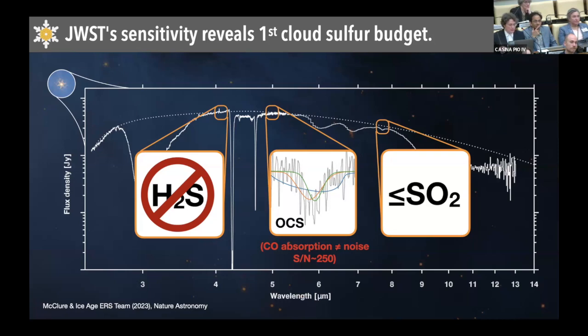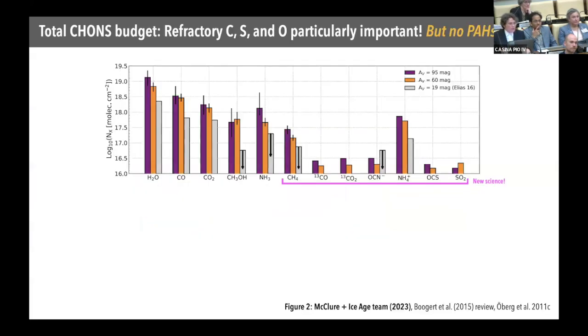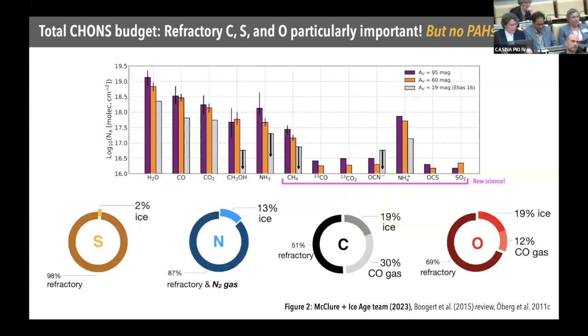That's how good the data quality is. So we can use the ices that we detect and calculate abundances for them, doing a detailed fit to the whole spectrum. The species that are highlighted in magenta are new for molecular clouds. And we can get these elemental budgets for each of the different elements.